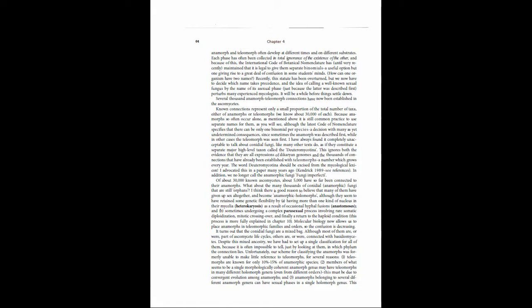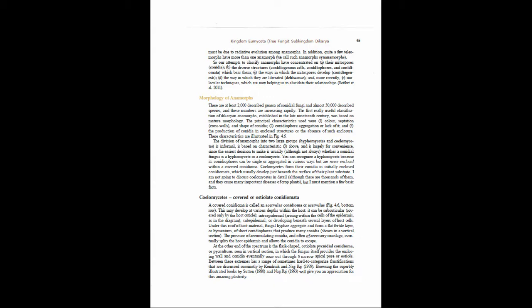Unfortunately, our scheme for classifying the anamorphs was formerly able to make little reference to teleomorphs, for several reasons. 1. Teleomorphs are known for only 10%-15% of anamorphic species. 2. Members of what seems to be a single morphologically coherent anamorph genus may have teleomorphs in many different holomorph genera, even from different orders. This must be due to convergent evolution among anamorphs. And 3. Anamorphs belonging to several different anamorph genera can have sexual phases in a single holomorph genus. This must be due to radiative evolution among anamorphs. In addition, quite a few teleomorphs have more than one anamorph. We call such anamorphs synonymorphs.